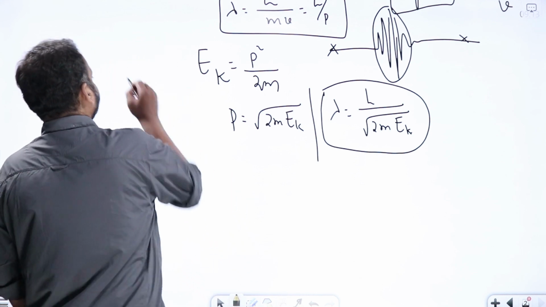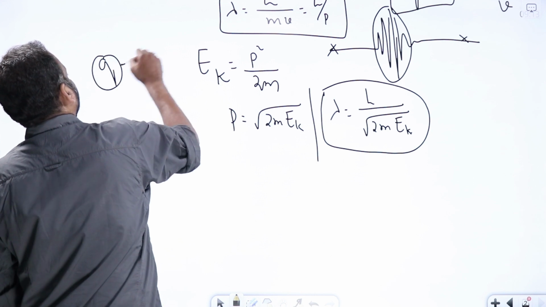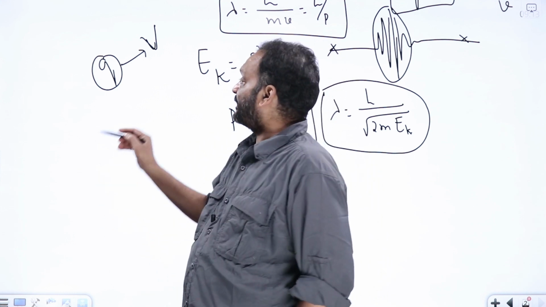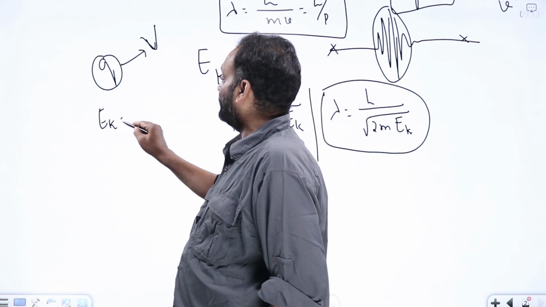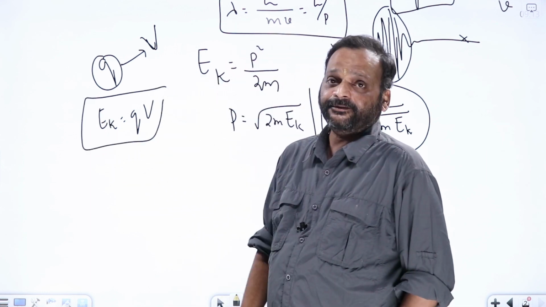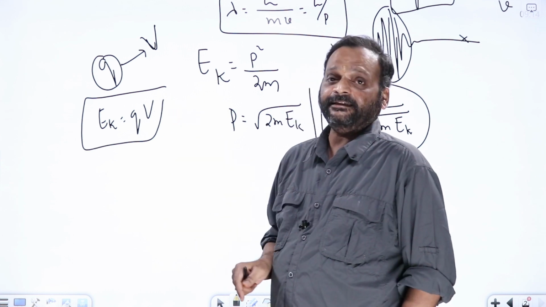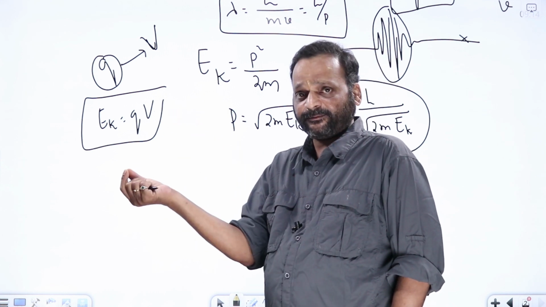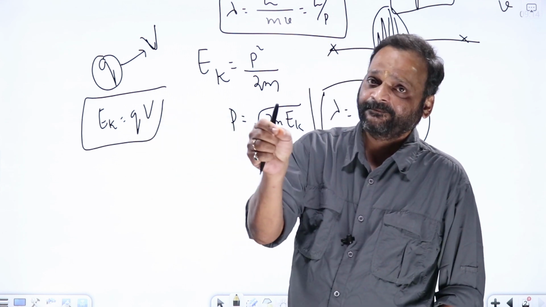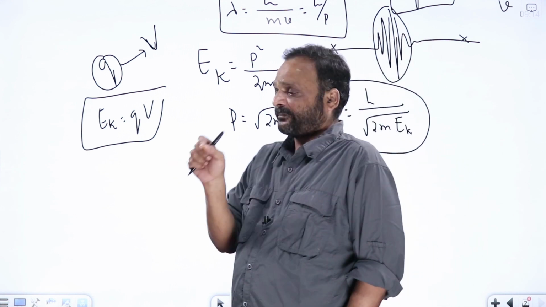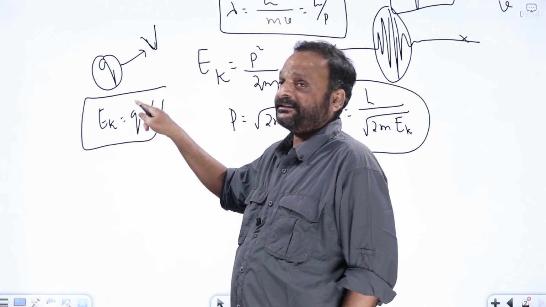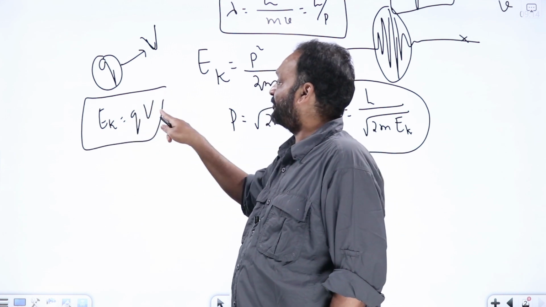Whenever a charge q is accelerated through a potential difference of V volts, it acquires a kinetic energy Ek equal to qV. This is a known one. Whenever a charged particle q is accelerated through a potential difference V, it gets accelerated towards the opposite potential. A negatively charged particle moves towards positive potential. A positively charged particle moves towards negative potential. In the process of acceleration, they acquire some kinetic energy. What is the kinetic energy acquired by a charge q when accelerated through a potential V? Ek equal to qV.